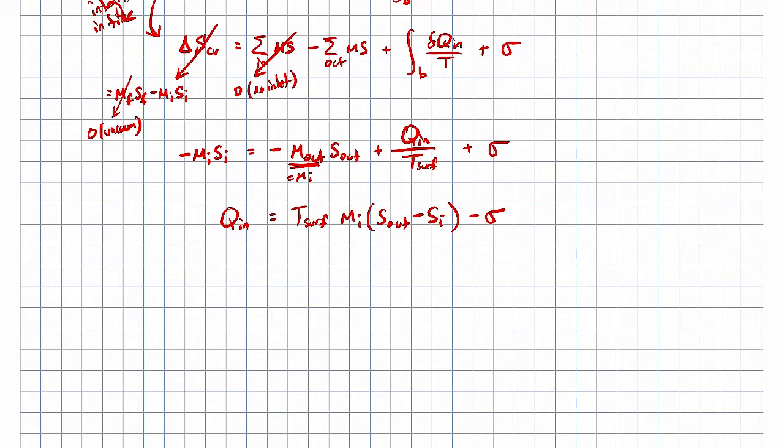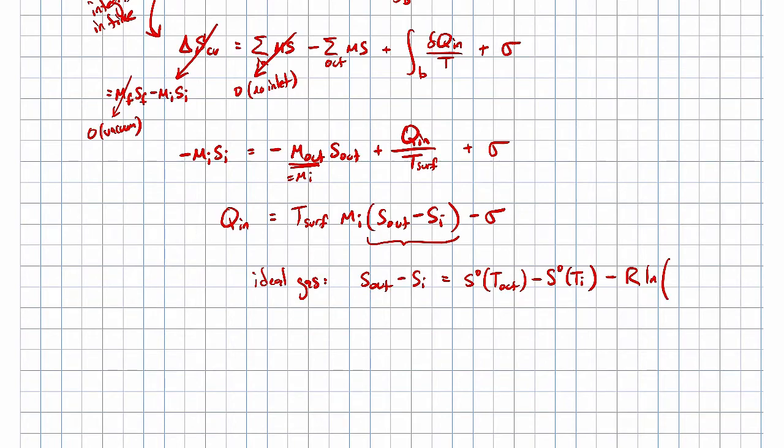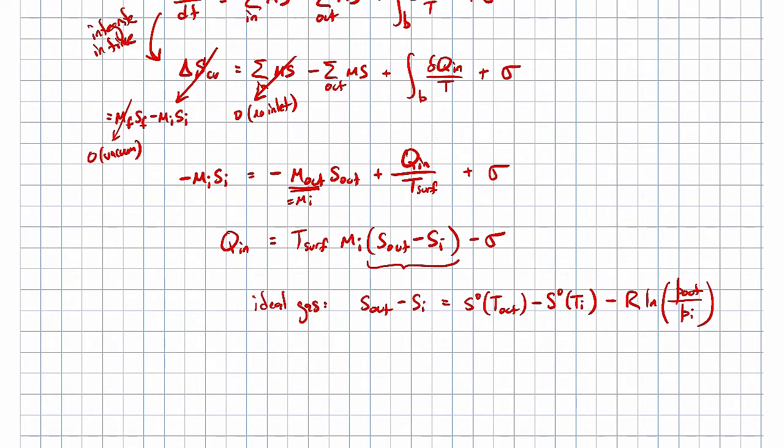I'm going to go a little bit further on this. Let me evaluate the S out minus the initial specific entropy. Recall that for an ideal gas, the change in entropy, so we'll say S out minus S initial, will be the S naught at T out, minus S naught at T initial, minus the gas constant times the natural log of the pressure ratio, P out over P initial. That's for an ideal gas, taking into account variable specific heats. So this is how we would find our differences in specific entropies. But keep in mind that this is an isothermal process, so T out and T initial are the same. So this term becomes 0 since T out equals T initial.